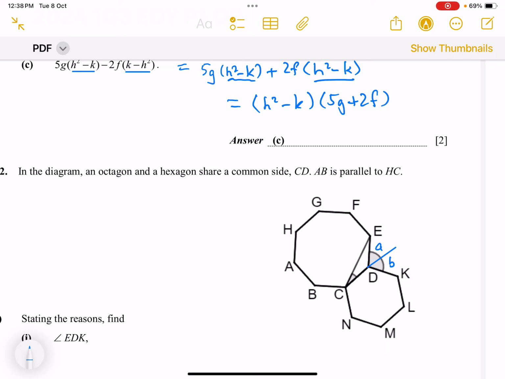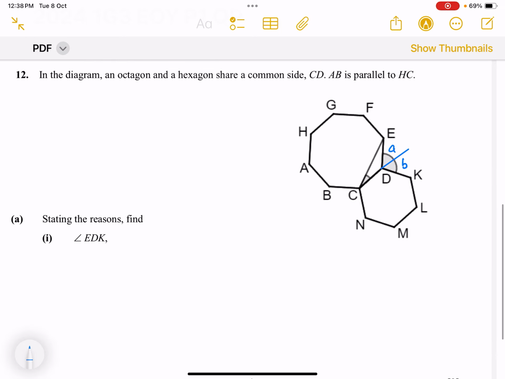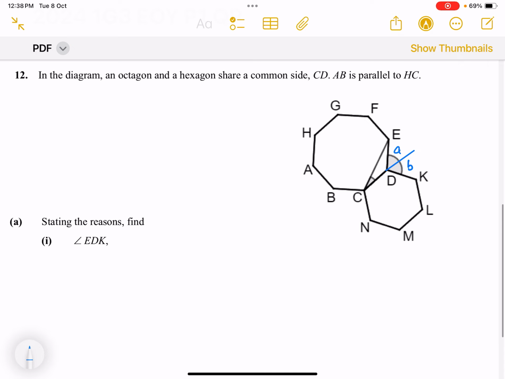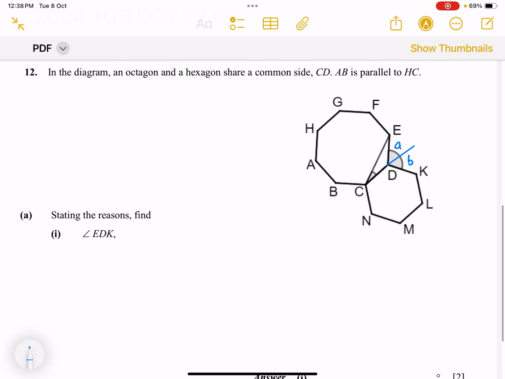The next sum is on polygons, and we have to find the angle EDK. Now, if they did not mention that it is a reflex angle, then we have to take the other angle, which is an obtuse angle. This angle is actually made up of the exterior angle of the 2 polygons. In the first polygon, which is 8-sided, the exterior angle is 360 divided by 8, which gives you 45 degrees.